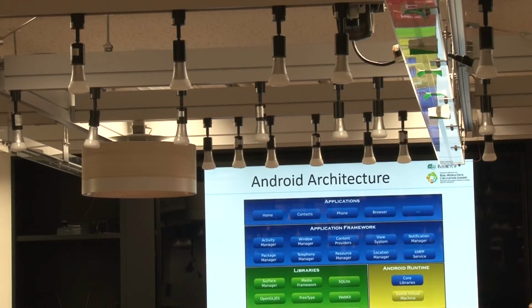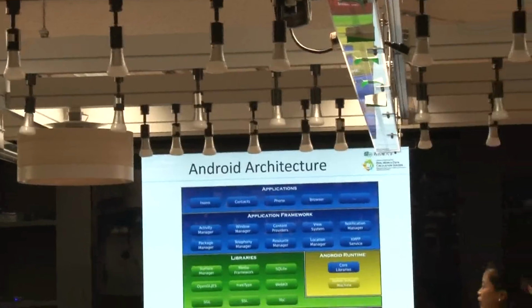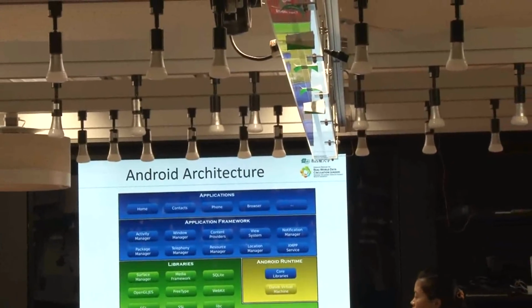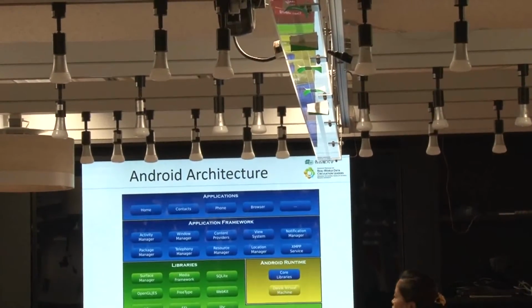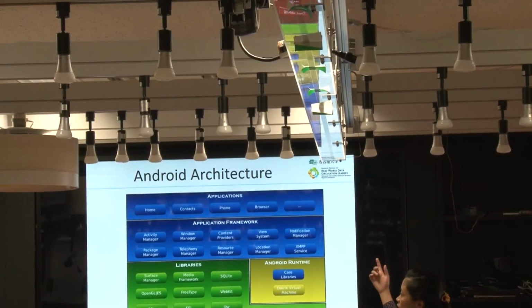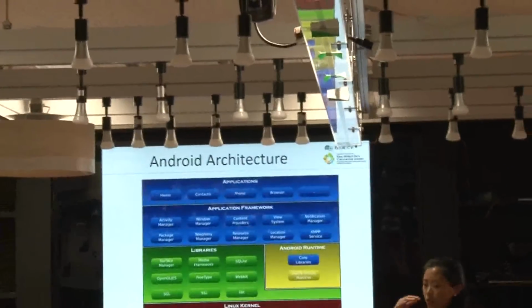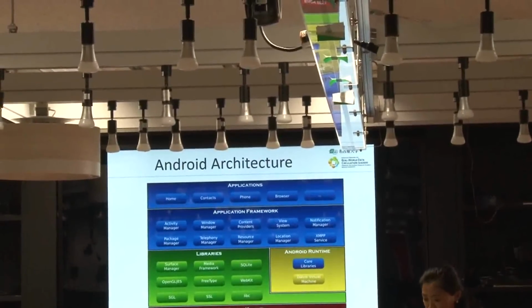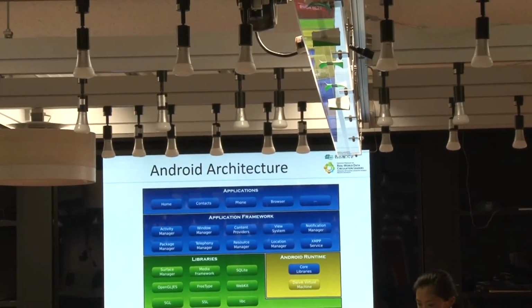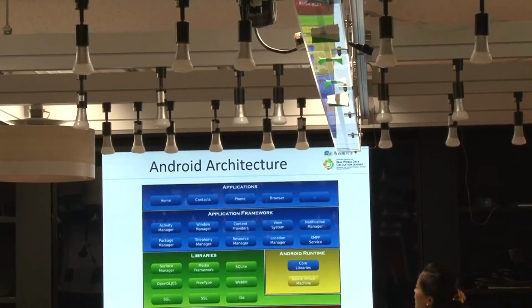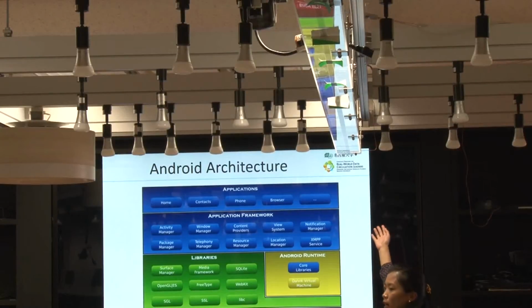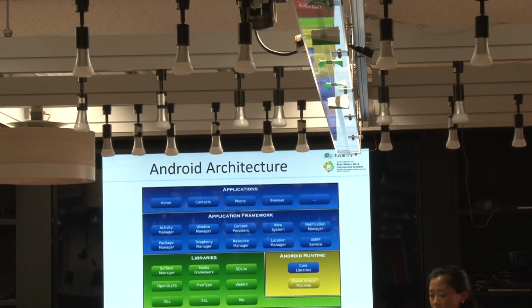And this is the architecture of Android. So there are like 4 layers. The bottom layer is the Linux kernel. You have also your libraries. You have your application framework, wherein you will be using these libraries in the application framework to develop your applications, which is on the top layer.